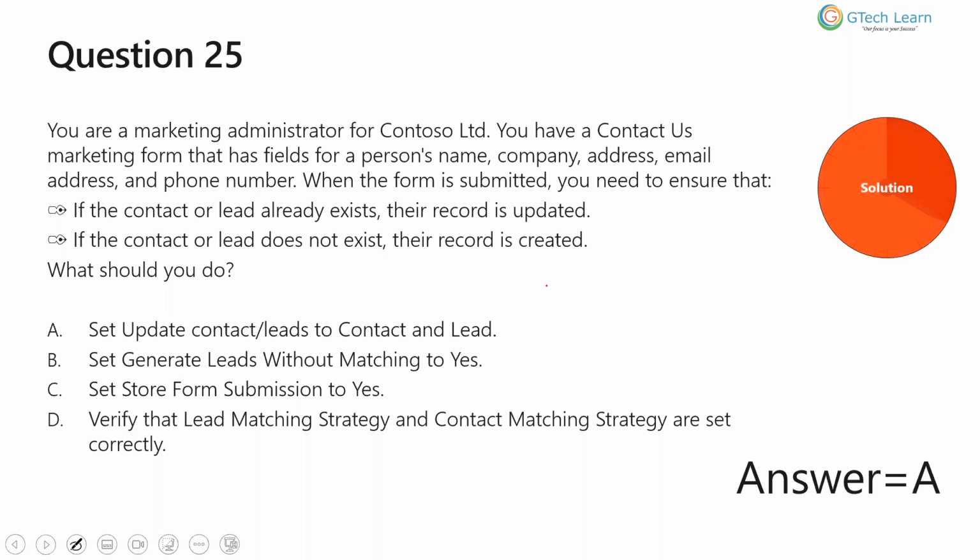So the correct answer is going to be option A. We need to go for set update contact leads to contact and lead, because by default, whenever a form is submitted, and if you have created a capture form, the record is going to be updated or a record is going to be created. But because it's asking about the updation thing as well, in that situation, we need to select option A here.